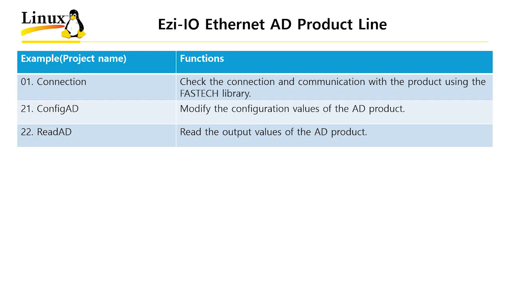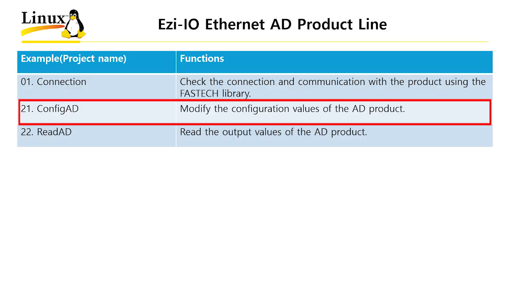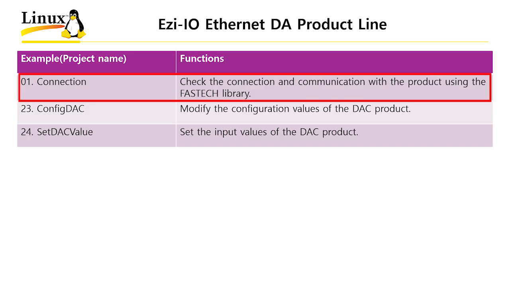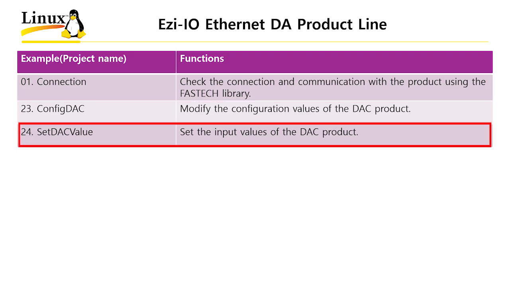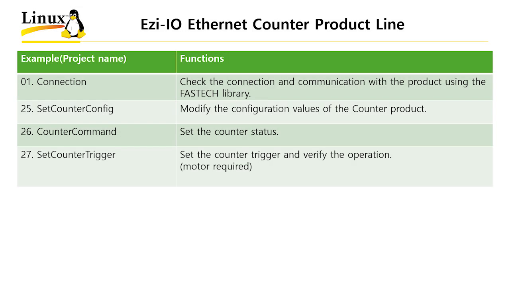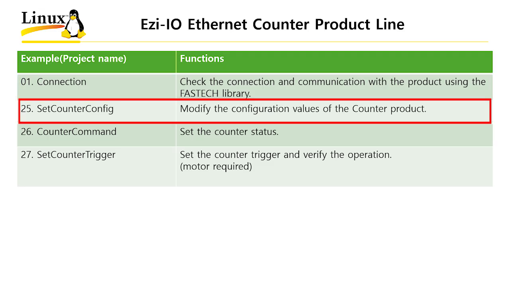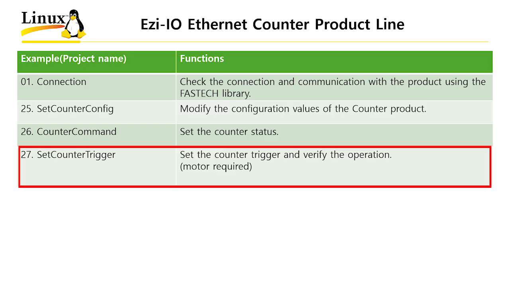Next, the Ezi-IO Ethernet AD product line. These examples include product connection and communication check, configuration settings, reading output values. Next, the Ezi-IO Ethernet DA product line. These examples include product connection and communication check, configuration of DAC settings, input value control for DAC devices. Finally, the Ezi-IO Ethernet counter product line. These examples include product connection and communication check, configuration settings, counter status setup, trigger configuration and operation.